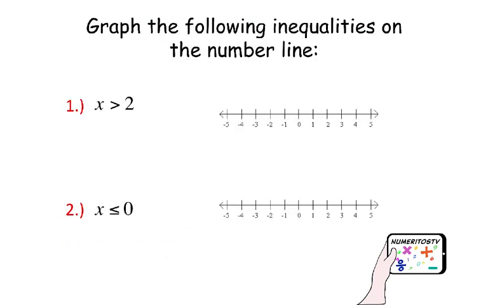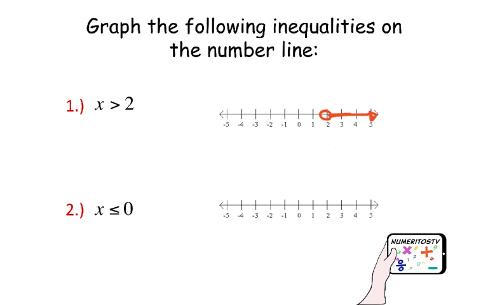Let's graph the following inequalities on the number lines. In the first one it says x should be greater than 2. So remember, 2 is not included. 2 is not greater than 2. So we graph an open circle on 2. That means that 2 is not included. So any number greater than 2, that will be the arrow pointing towards the right. So that's the graph of x greater than 2.